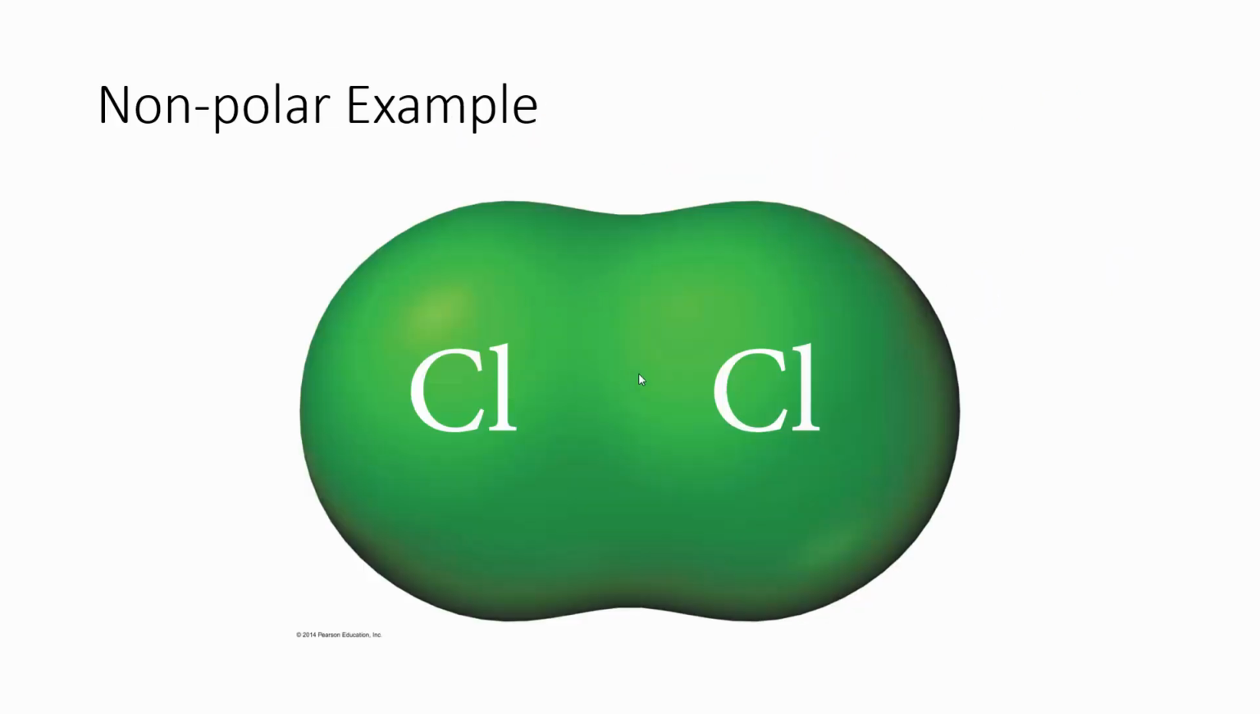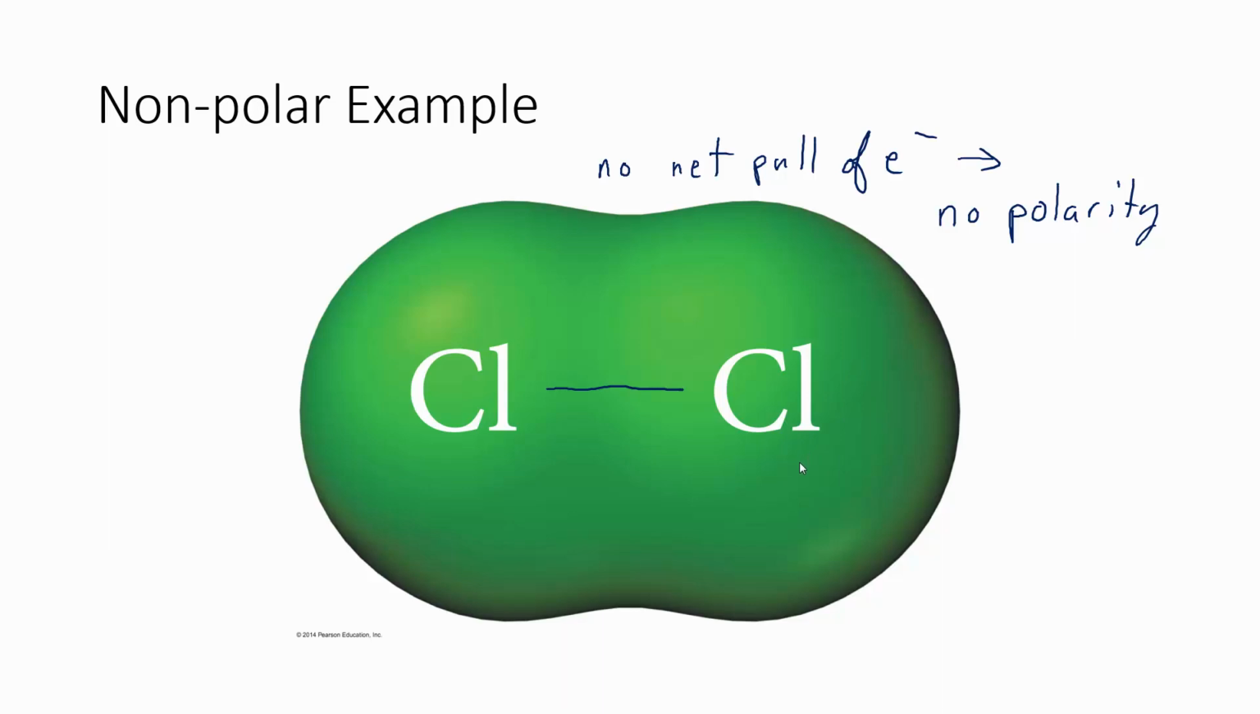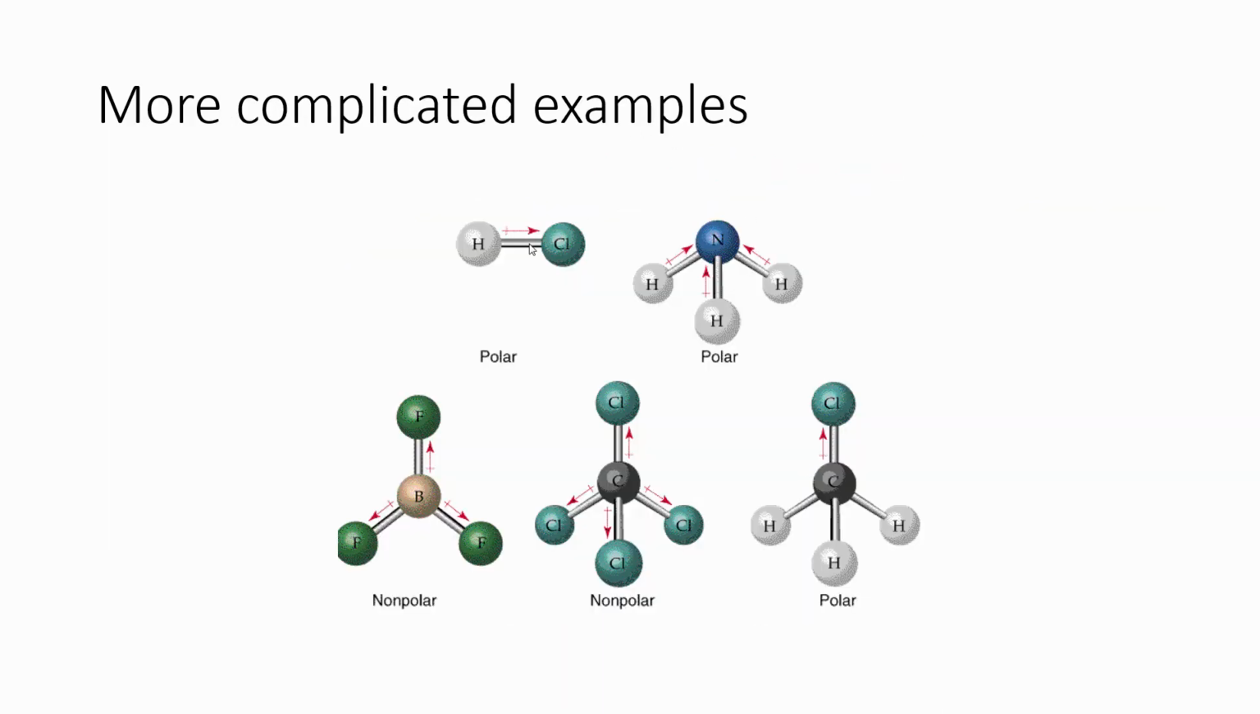If something is matching electronegativities, like two atoms of the exact same sort in a particular bond, then you're not going to have a draw from one direction to another. So you have no net pull of electrons, and therefore you have no polarity, no partially positive and partially negative side. Let's look at a couple more examples.